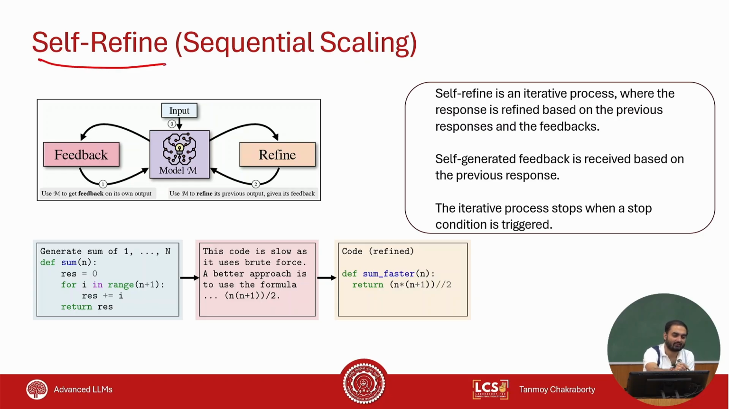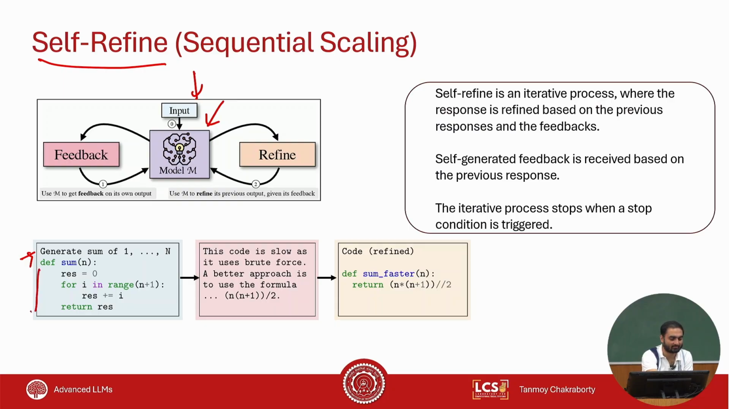The first sequential scaling was proposed, I think, in 2023. This is the Self-Refine paper, and the idea is very fancy. You have a model M, you give an input, the model generates something, and the model itself acts as a critic. The model produces feedback on its own output, and then the model refines its own output. Let's say the question is to generate the sum of 1, 2, 3 ... n.